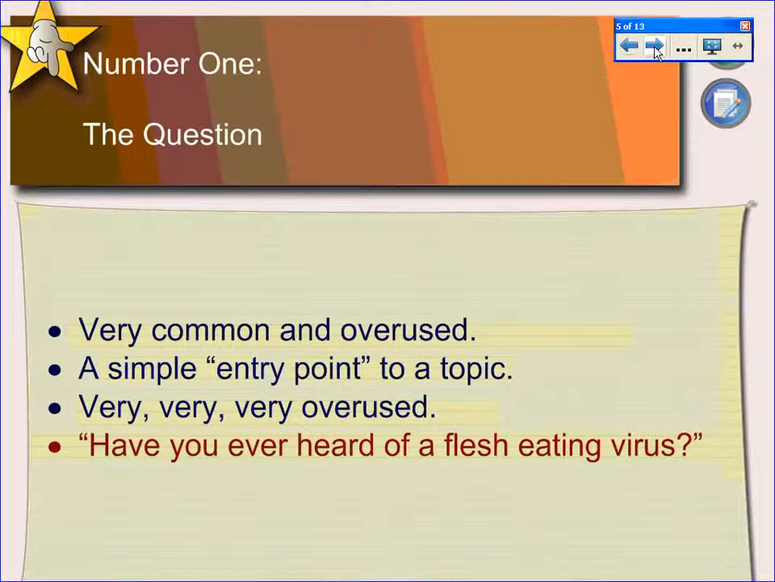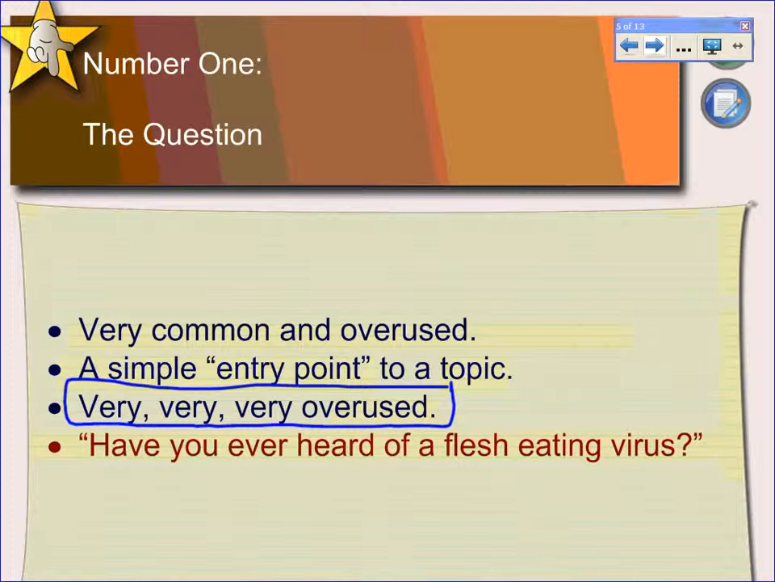The first one I want to talk about is the question, and this is the one that pops into everybody's mind when they think of an introduction, and that's why it is so common and so overused. The plus side of the question is that it provides a nice entry point to the topic. It gets everybody thinking about what you're going to talk about, but like I mentioned before, it is very overused. It's kind of like the default setting for introductions. And in fact, some teachers will say, just don't do the question introduction. Here's an example. If you were going to use it, have you ever heard of a flesh-eating virus?